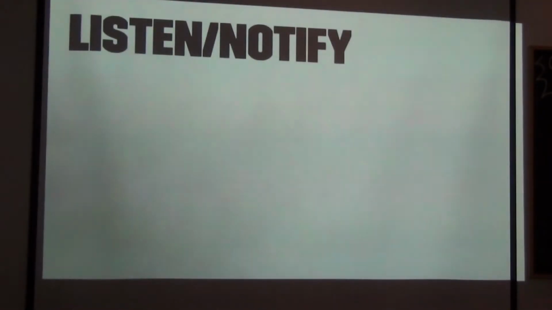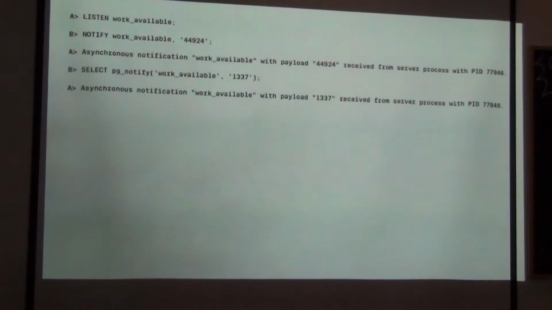Something else that Postgres offers is a very simple queue. Postgres calls this listen and notify. For example, we have two different shells here, and in the first one we want to listen on the work available queue. And on the second one, we can notify this queue, work available, that there's a new job with the ID available. And then, as you can see, in the first shell, we actually receive an asynchronous notification.